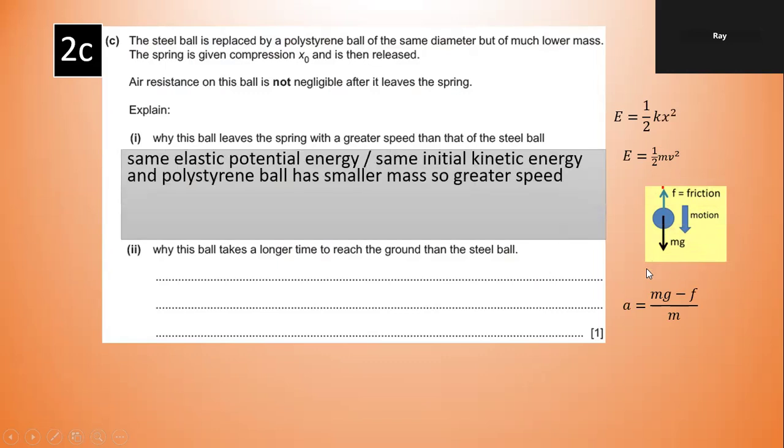So same elastic potential energy, or same initial kinetic energy. The polystyrene ball has a smaller mass, so greater speed. Why does the ball take a longer time to reach the ground than the steel ball?